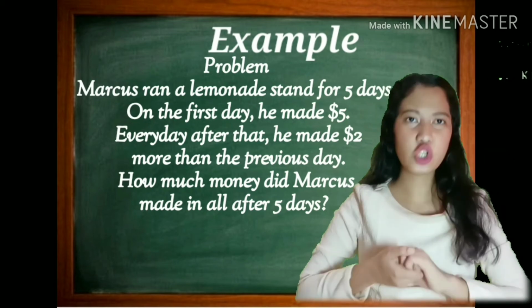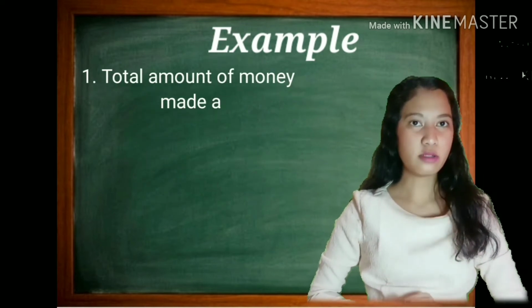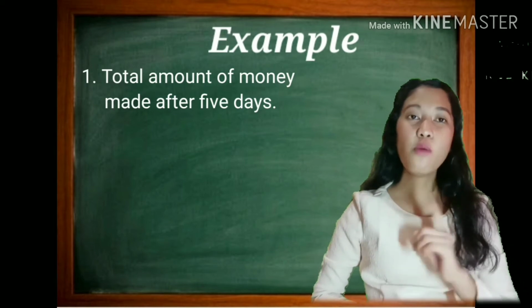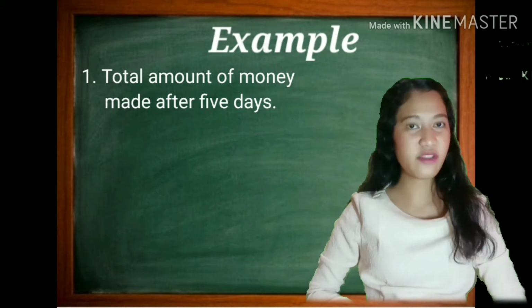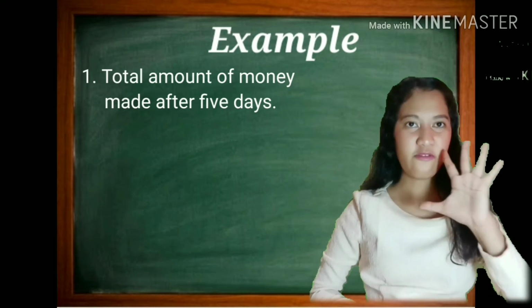With that, we should apply the steps in Strategy B. Step 1. We should first identify: what is the question? How much money, or the total amount of money, Marcus made in 5 days.